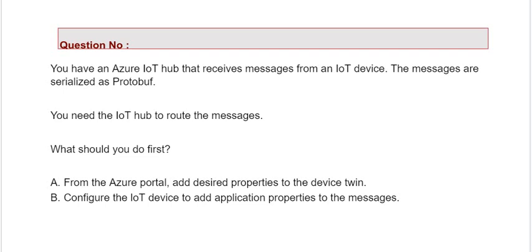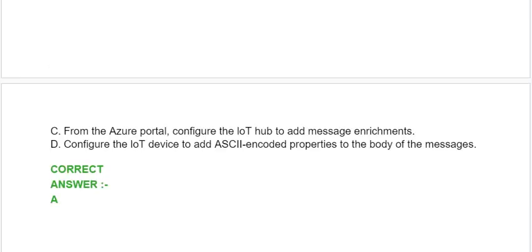Option A. From the Azure portal, add desired properties to the device twin. Option B. Configure the IoT device to add application properties to the messages. Option C. From the Azure portal, configure the IoT hub to add message enrichments. Option D. Configure the IoT device to add ASCII encoded properties to the body of the messages.